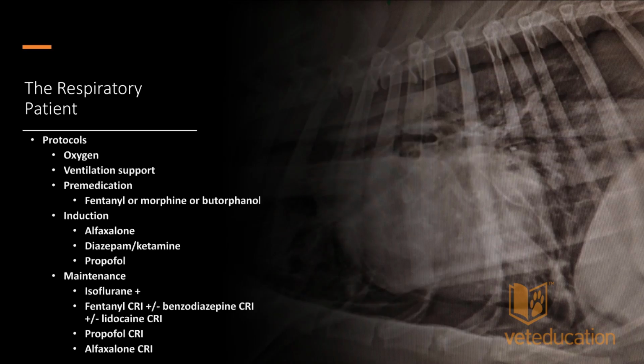So what have I got? Pre-medication, fentanyl or morphine or butorphanol, I think is fine for these patients. Induction with alfaxalone or diazepam ketamine or propofol, they're all good, probably going to be okay. And maintenance, isoflurane is quite okay for these patients, but depending on their underlying disease I'll oftentimes have them on maybe fentanyl, maybe with a benzodiazepine like midazolam plus or minus lidocaine, so I can reduce the hypotensive effects of isoflurane if my patient is hypotensive, or I can maintain them with propofol or alfaxalone.